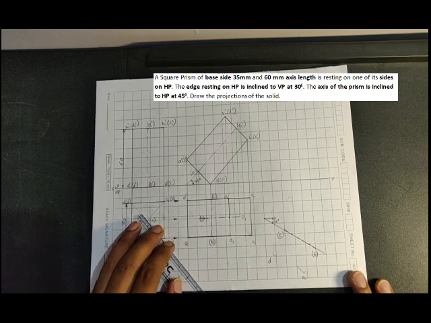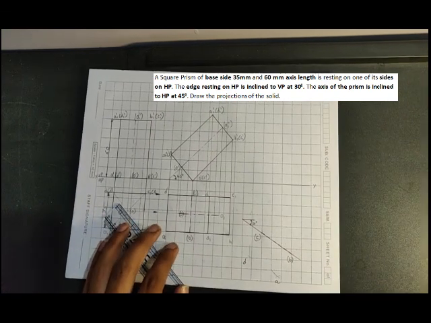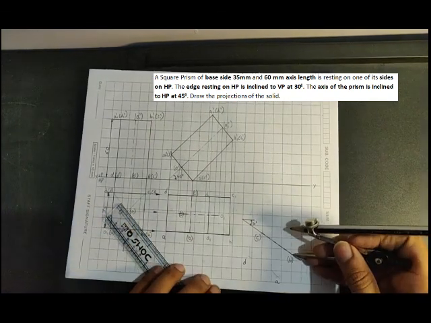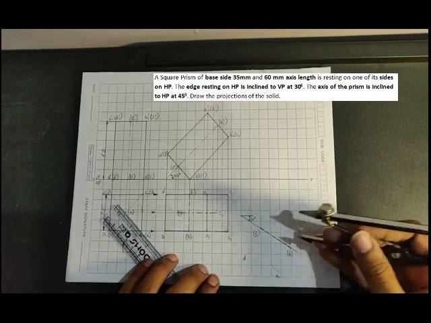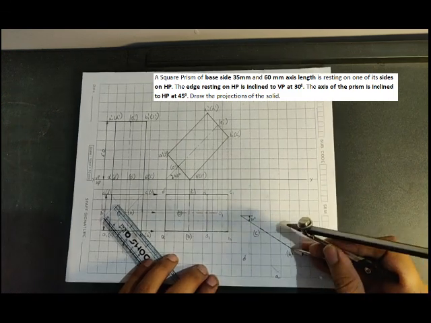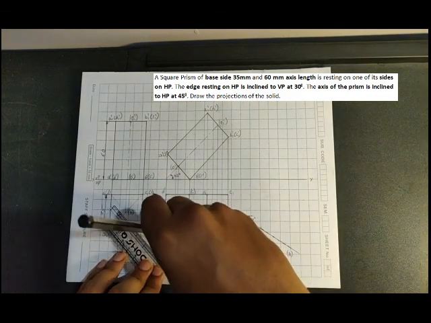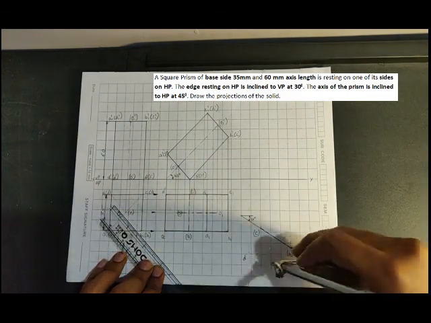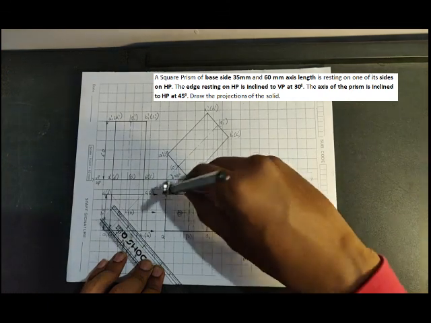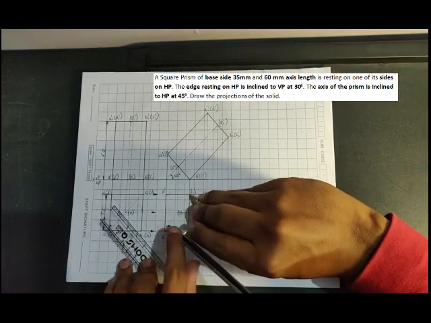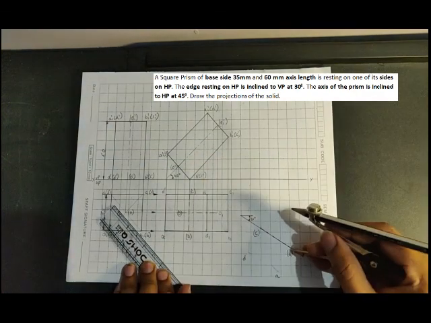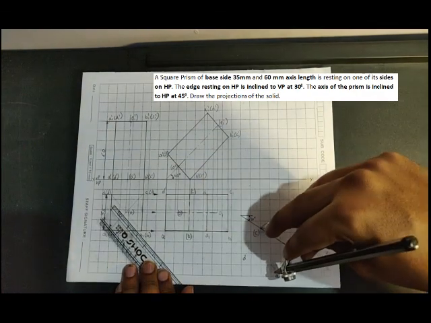I'm sorry, I hope that was not visible. So what I've done is I've taken B to A, and I've drawn an arc here, B to A. C to A, I've taken C to A, and I've drawn an arc.